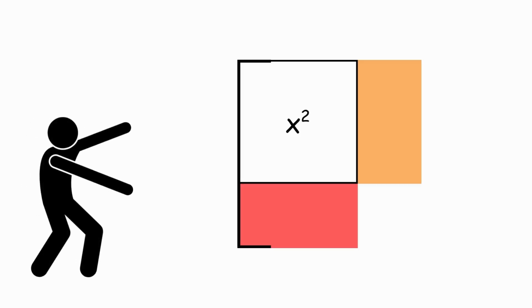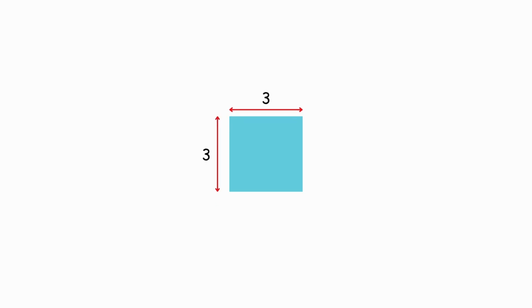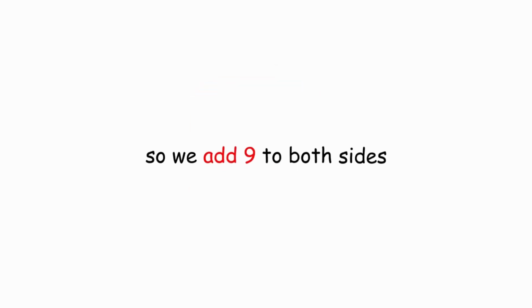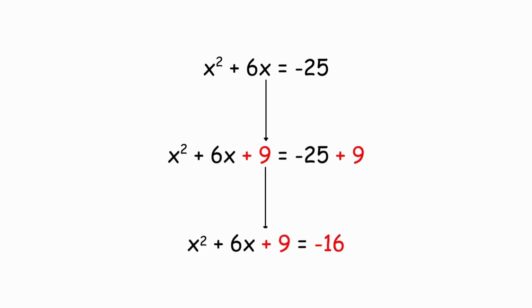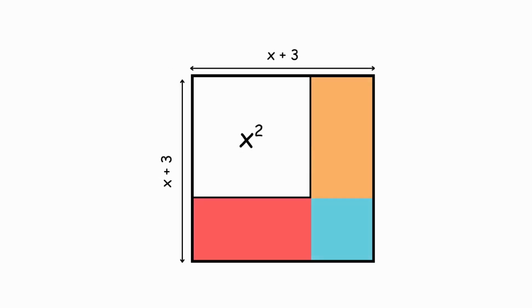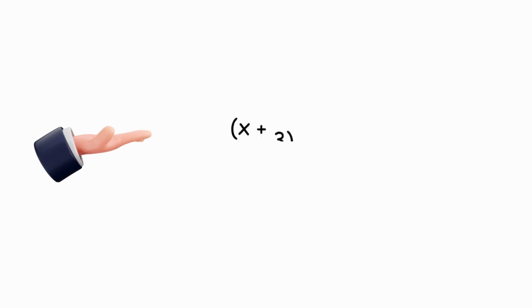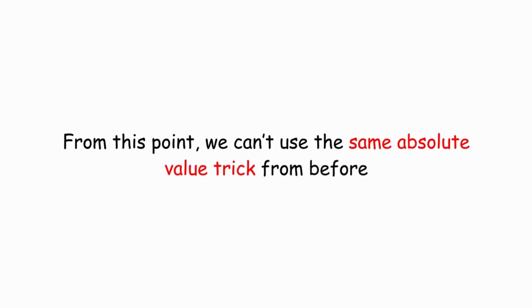This shape is like a big square except for a missing gap, so we fill in the gap with a plug, which completes the square. The plug is a small square with side lengths of 3 and an area of 9, so we add 9 to both sides of x squared plus 6x equals -25, giving us x squared plus 6x plus 9 equals -16. The big square has side lengths of x plus 3, so we can rewrite this as x plus 3 squared equals -16. From this point, we can't use the same absolute value trick from before.